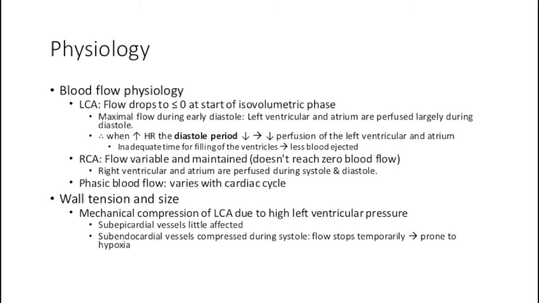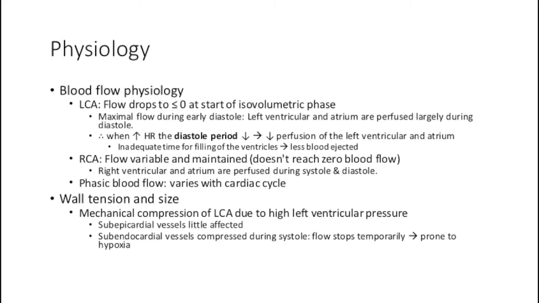So the left ventricle and the atrium are perfused largely during the diastolic period, and when there's an increased heart rate, the diastolic period is decreased and there's less perfusion of the left ventricle and the left atrium. And the reason for that is inadequate time is given for filling of the ventricles, and so there's less blood ejected.